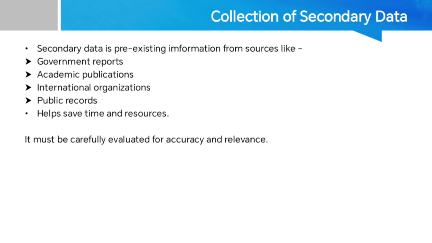Now, apart from collecting new data, researchers also use secondary data, which means pre existing information from sources such as government reports, academic publications, international organizations, and public records. Using secondary data saves times and resources. But when we use it, it must be carefully evaluated for accuracy and relevance.